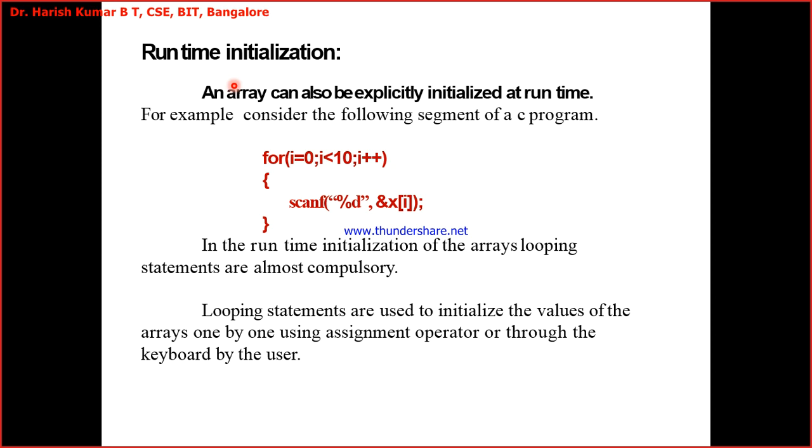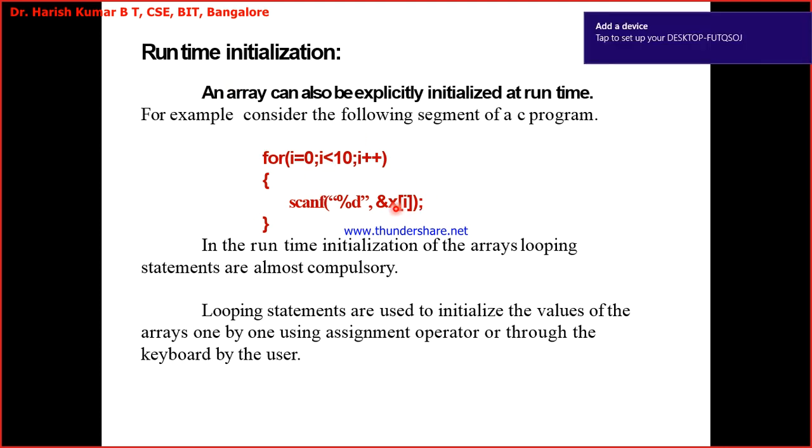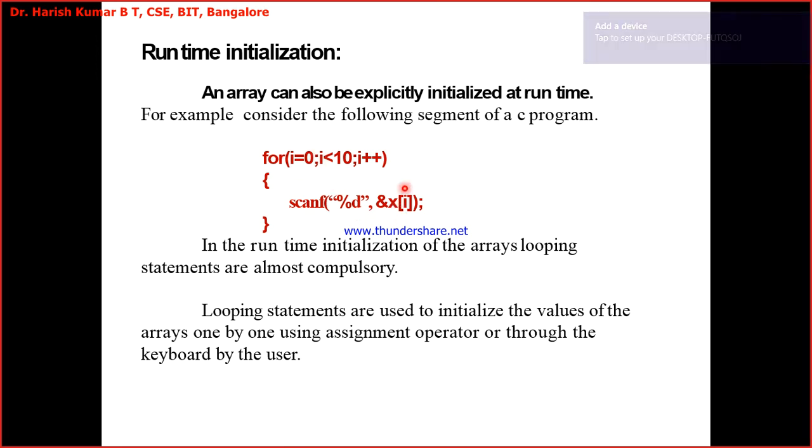Now, how to initialize an array at the time of execution, or runtime initialization of the array? Runtime initialization can always be done by using a for loop and a scanf statement. This is how you can do it. Say the array x that I am using here is of size 10. I want to initialize all the elements of my array x during runtime. How do I do that? I have to run a for loop for i equal to 0, i less than 10.